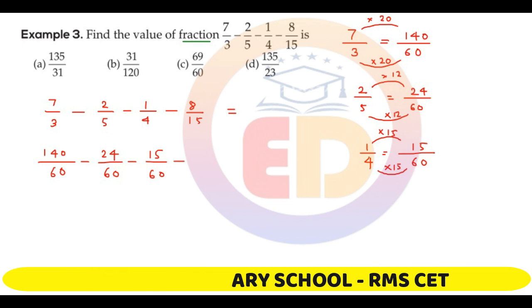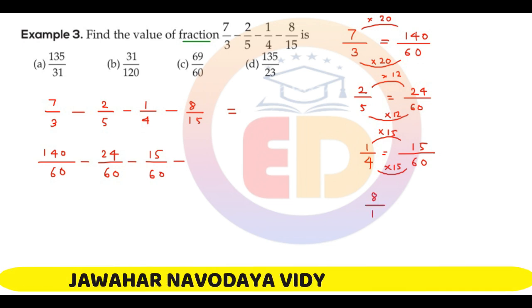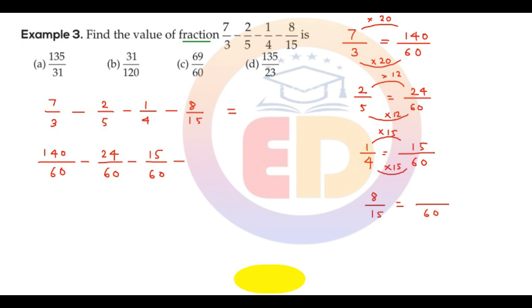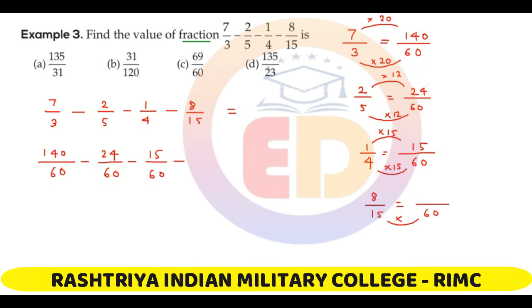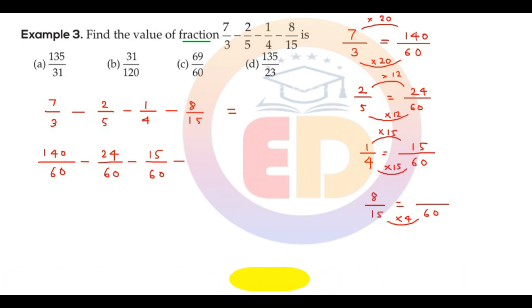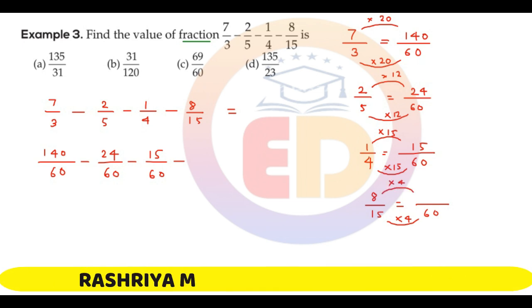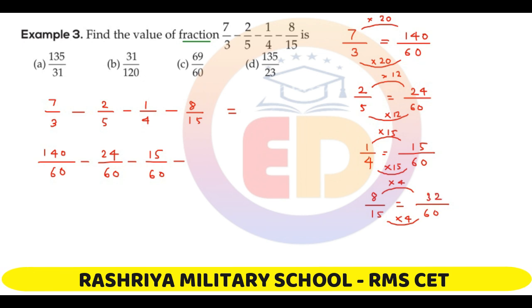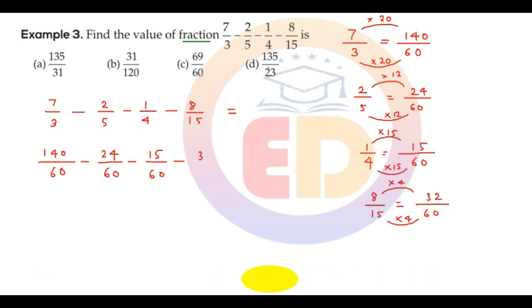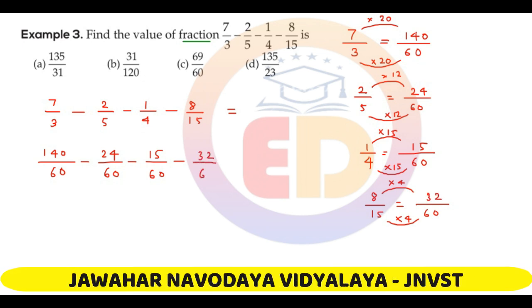Minus, let us convert 8 upon 15. Let us convert the denominator 15 to 60. To convert 15 to 60, multiply by 4. And since we are converting the denominator by multiplying by 4, multiply the numerator also by 4. 8 into 4 is 32. So my fourth fraction will be 32 upon 60.